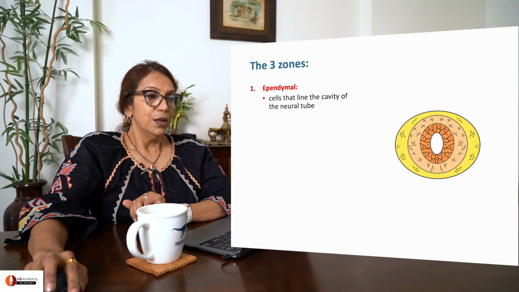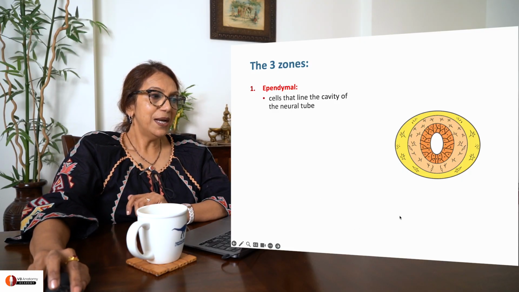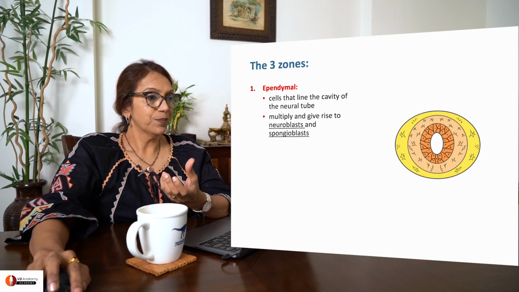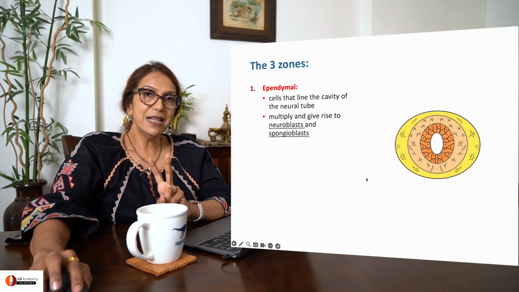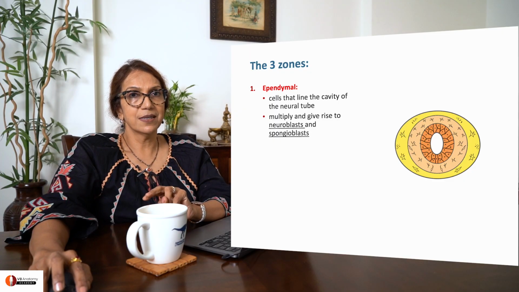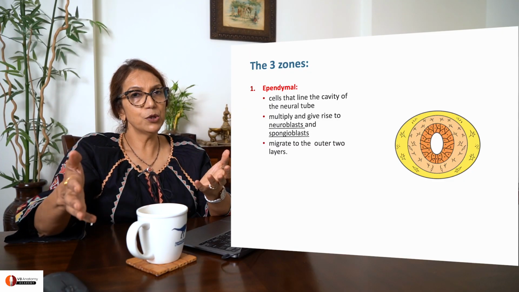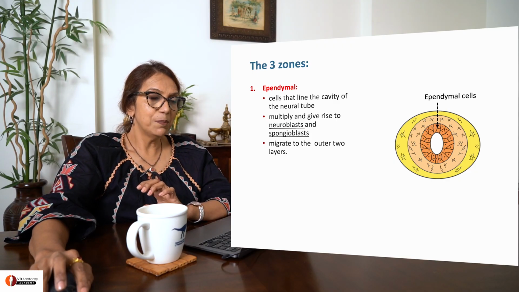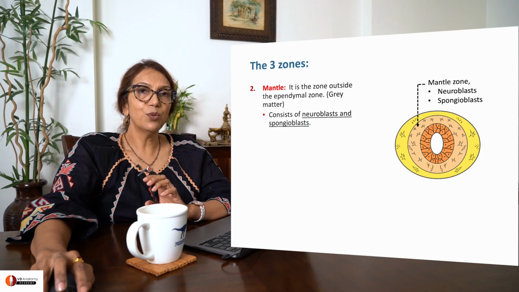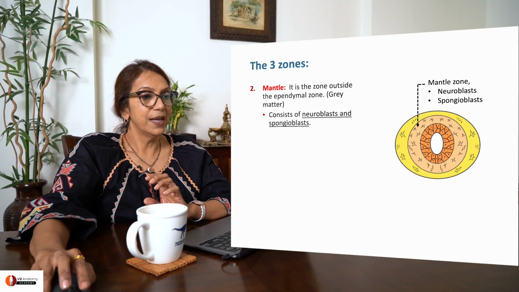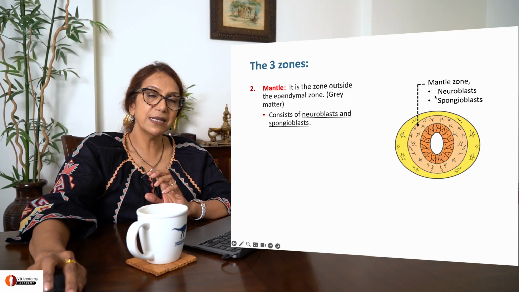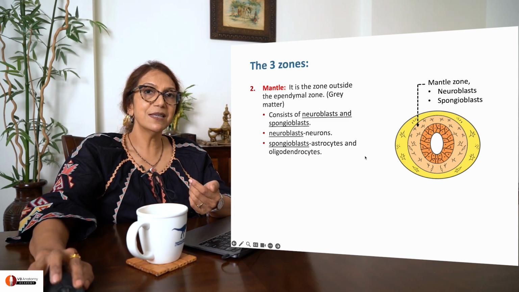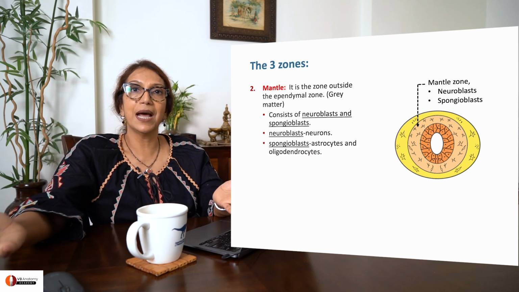So what is the ependymal layer? The ependymal layer is the layer of cells that will line the cavity. They will give rise to two types of cells, neuroblasts and spongioblasts. Remember, your neuroblasts and spongioblasts are going to migrate outwards. So that's the ependymal cells. As they migrate outwards, they enter the mantle zone. In the mantle zone, now you have neuroblasts and spongioblasts. Neuroblasts give rise to neurons. Spongioblasts give rise to supporting cells or neuroglia.